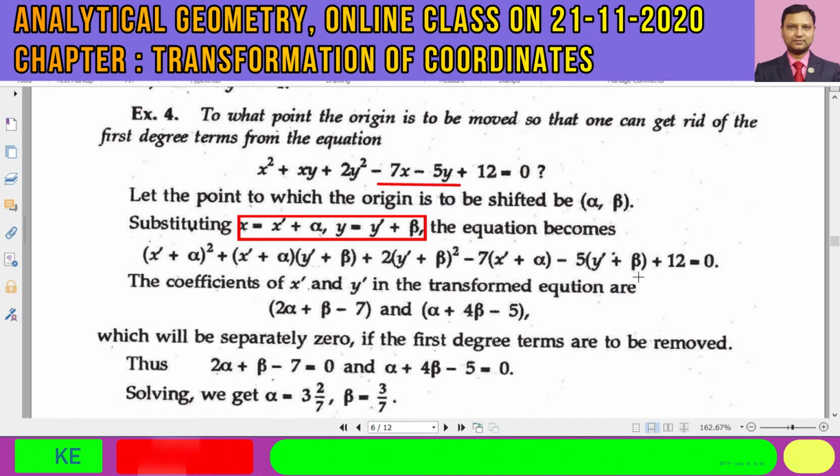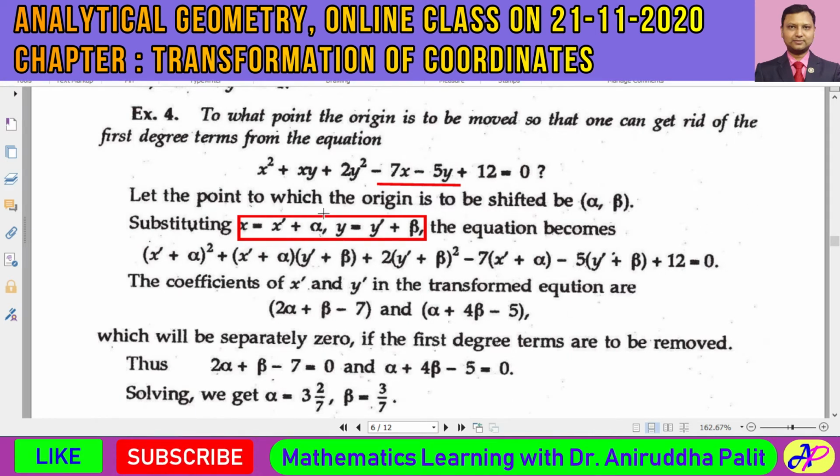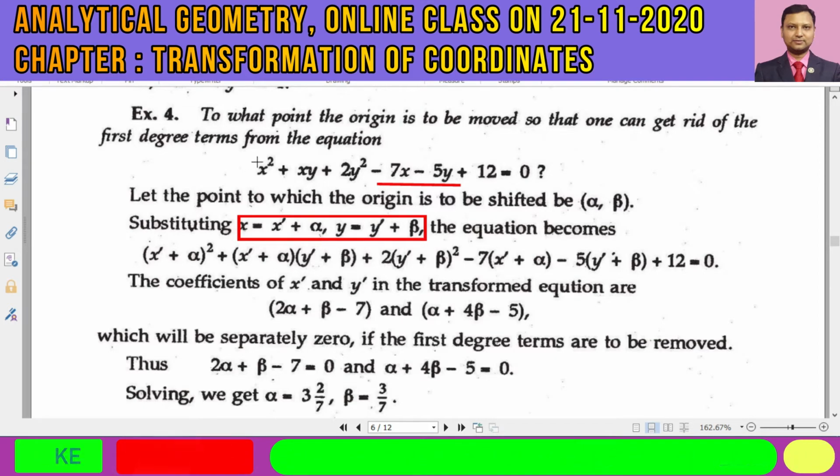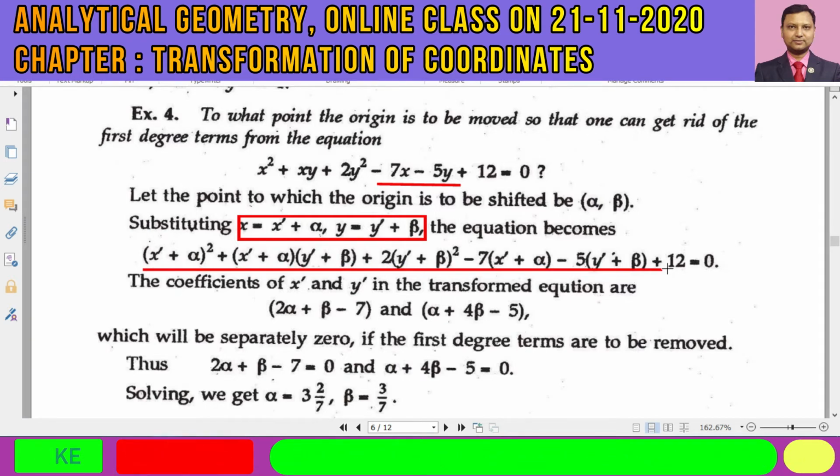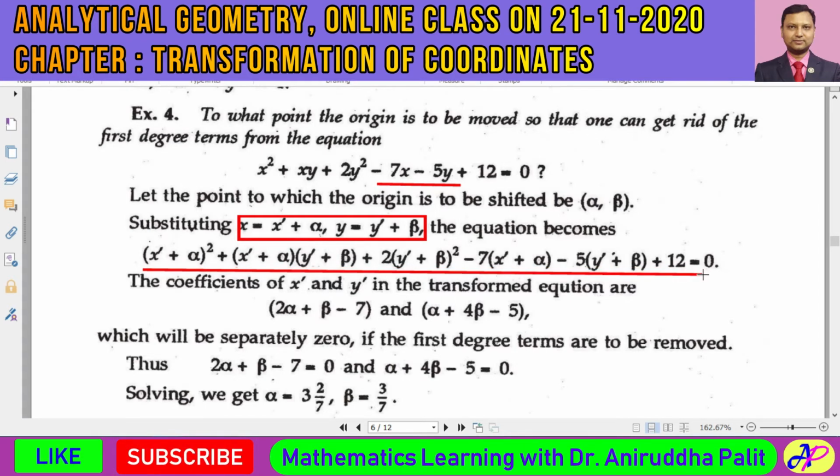Got it? So what we are doing is substituting this transformation formula, x is equal to x prime plus alpha, y is equal to y prime plus beta, in the given equation, and in that case we will get this kind of expression. Got it? Now you don't need to expand the entire expression.